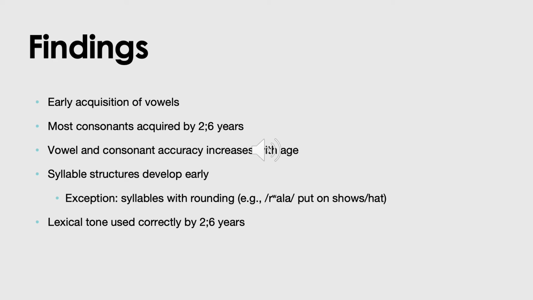While lexical tone was not measured instrumentally, the first author is a native Setswana speaker and could assess the accuracy with which tone was used in producing the words targeted in the assessment. It was found that children who were 2 years and 6 months were able to use lexical tone accurately at all times.